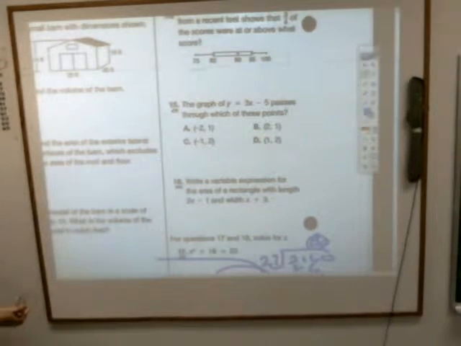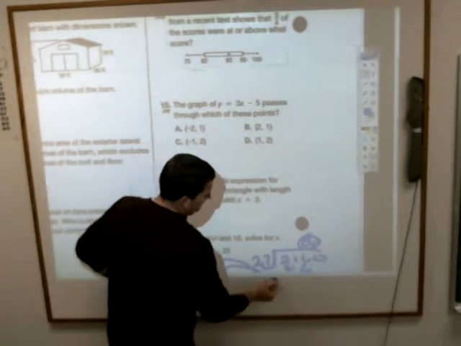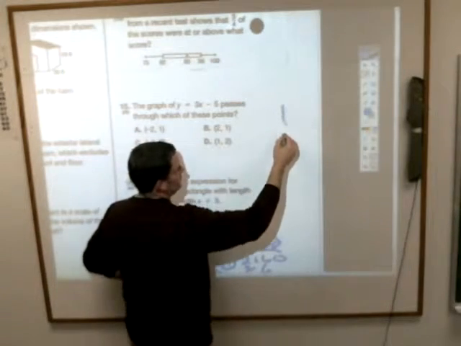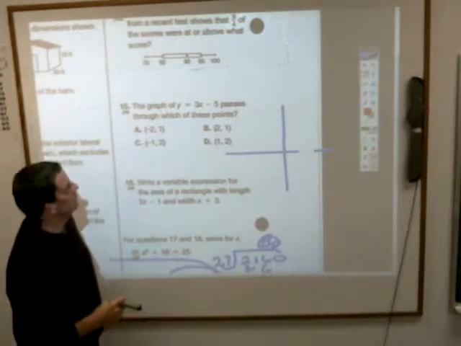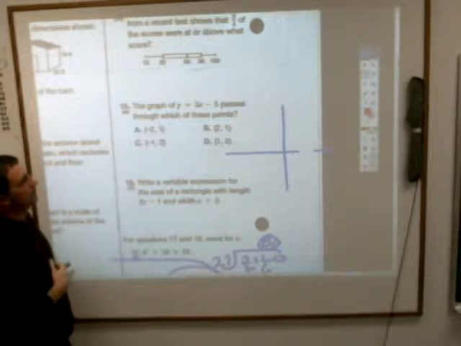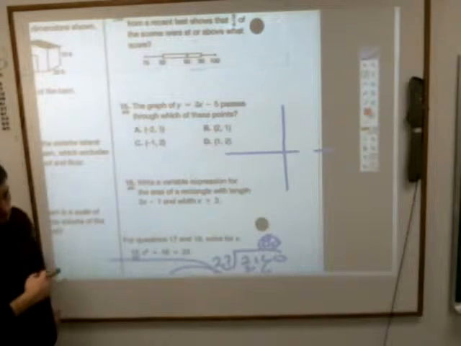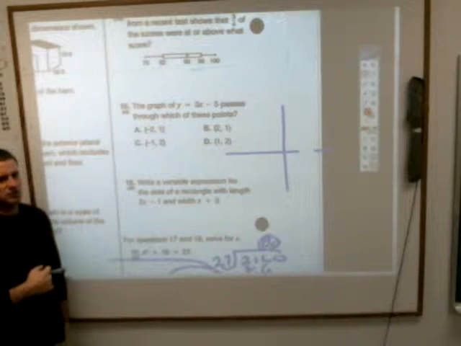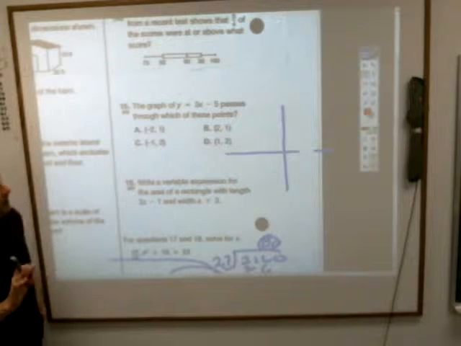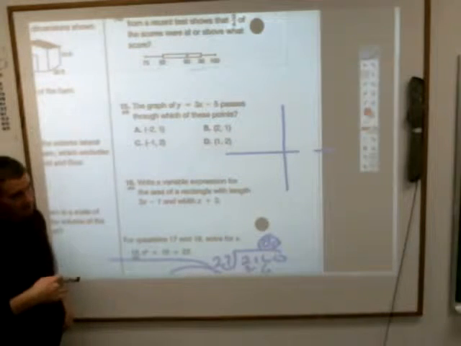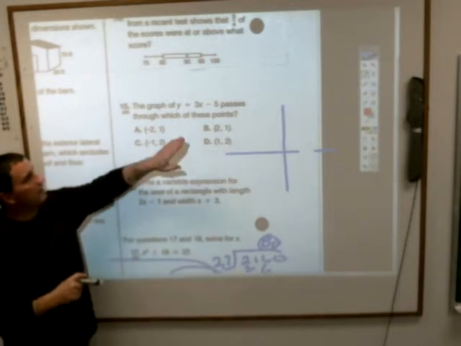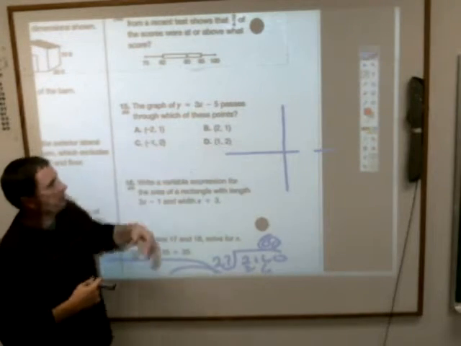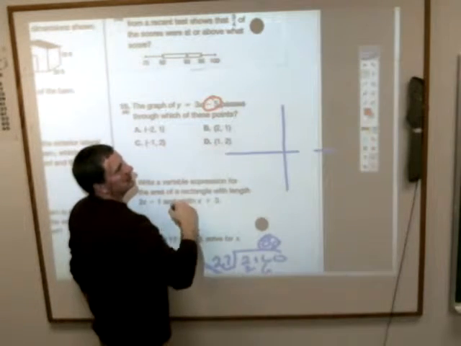Oh, 15. If you struggle with 15, again, you've got graph paper, so you just want to graph this line. There are 2 ways to do this, and you can pick which way you want. Number one way you can graph this line, and the way you graph this line is this is the y-intercept.